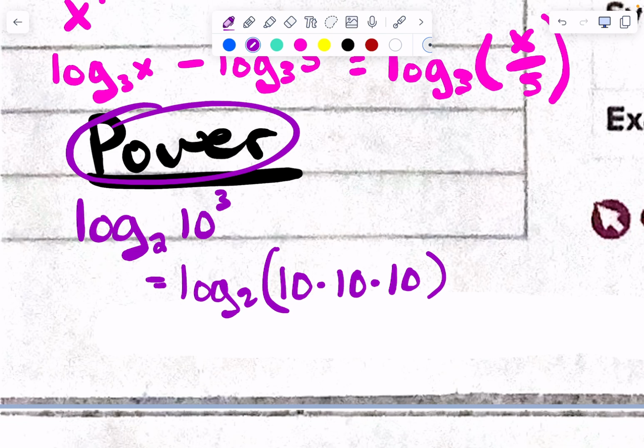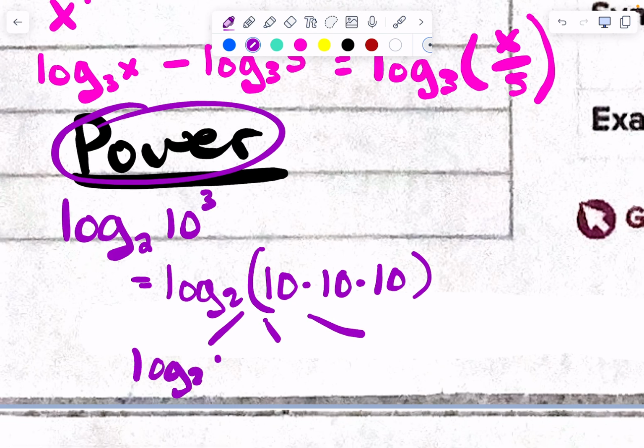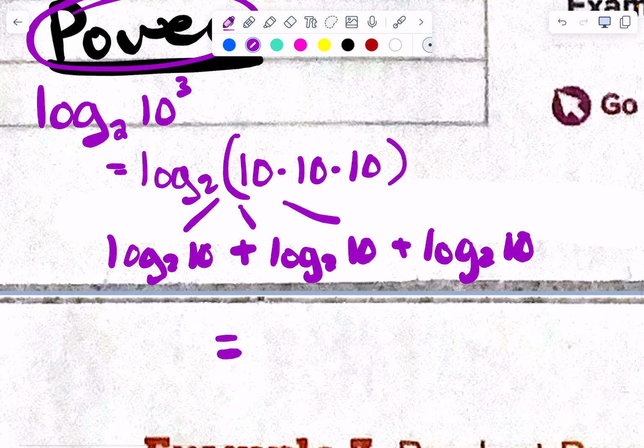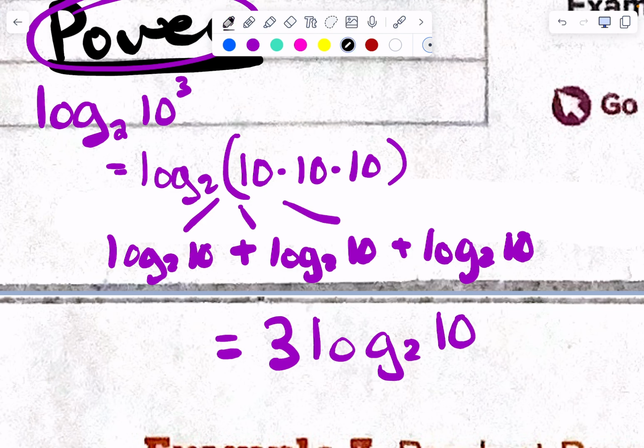But what does multiply mean in log world? Add. So if I break this into 3 pieces, this would be log base 2 of 10 plus log base 2 of 10 plus log base 2 of 10. And how many are there? 3 log base 2 of 10. Okay, so let me show you how we cheat and go from this to this.